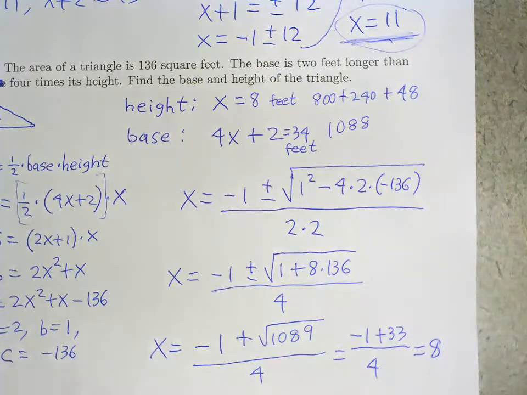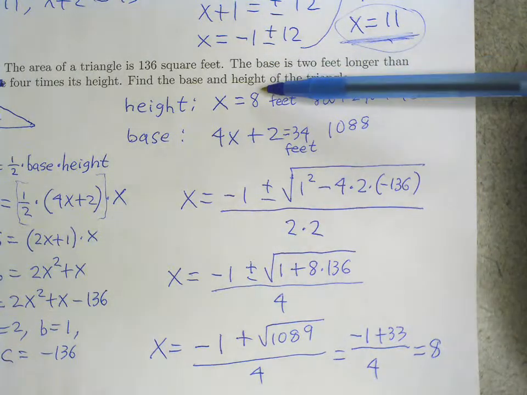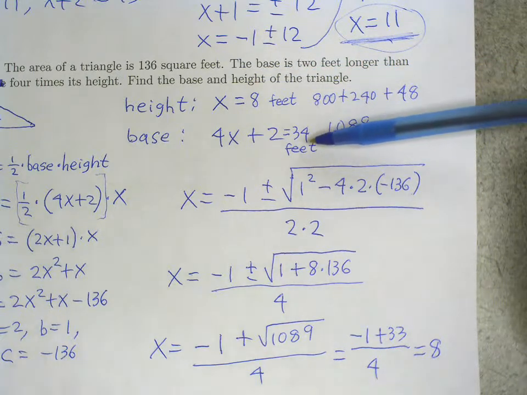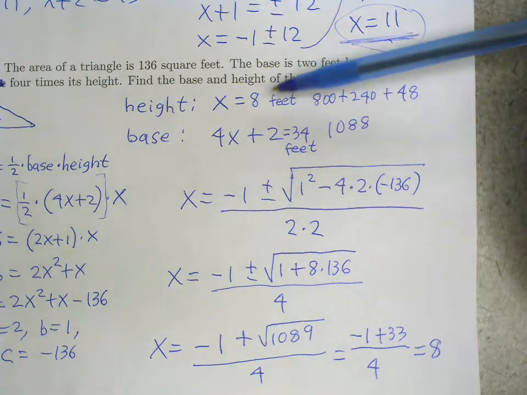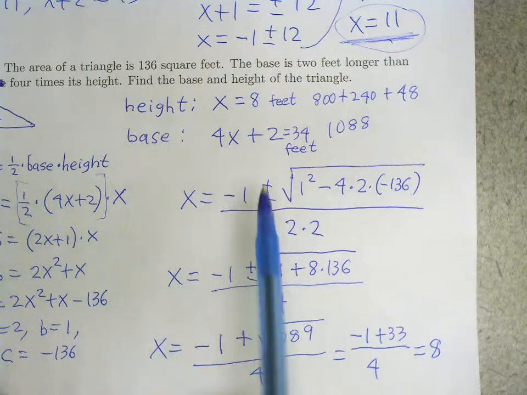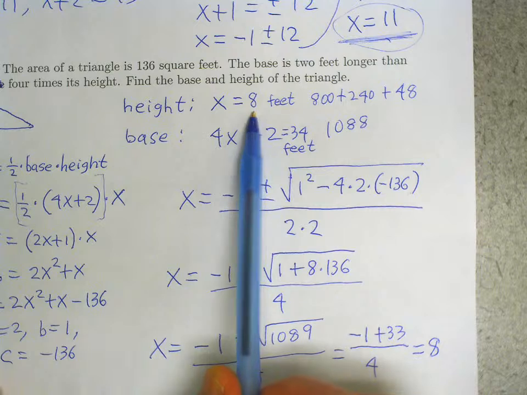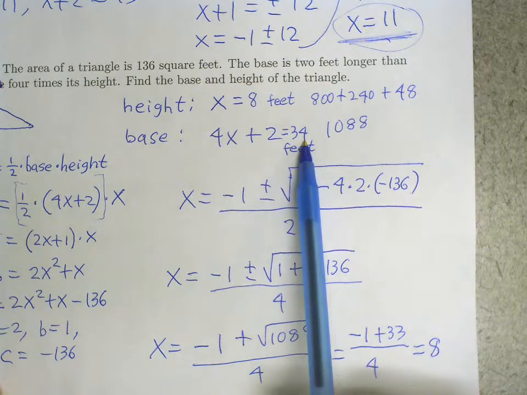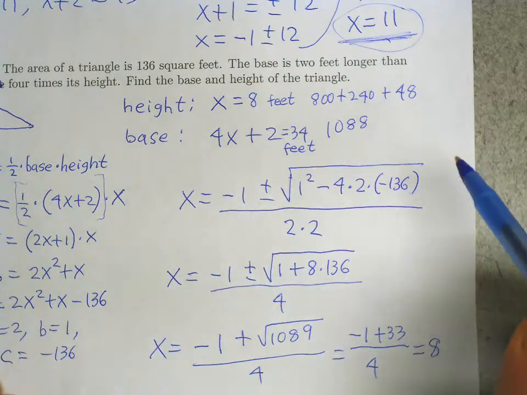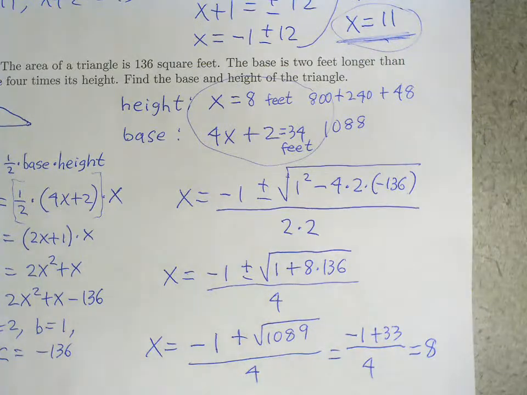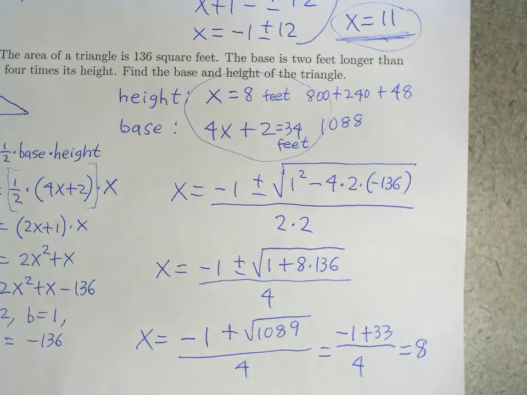And you can verify that the area is 1/2 base times height. So sure enough, 1/2 times 8 times 34. 1/2 times 8 is 4, and 4 times 34 is 120 plus 16, or 136. Okay, so it all checks out. Okay, we'll move on to the next problem.